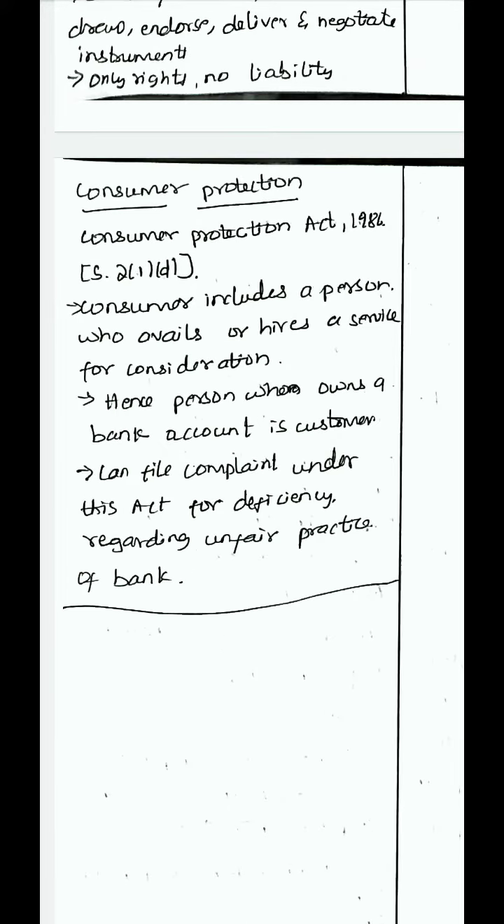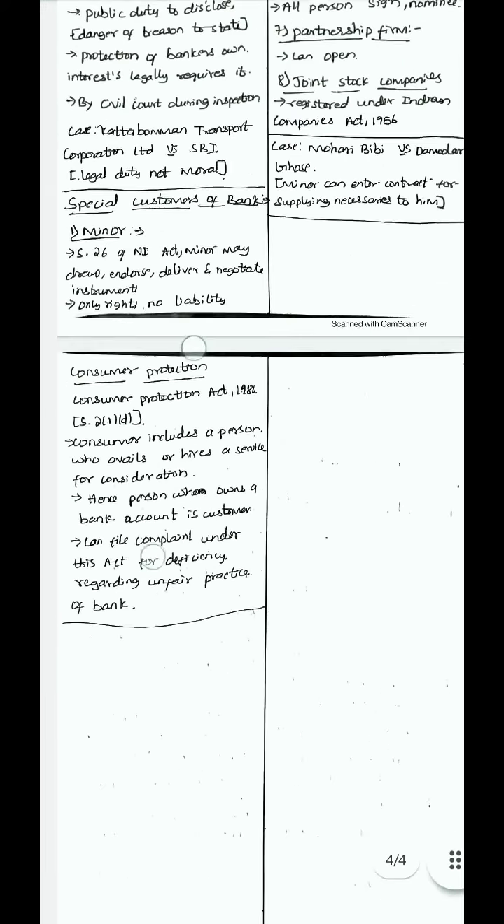The next is consumer protection. It is governed by the Consumer Protection Act 1986, Section 2, Clause 1(d). A consumer includes a person who avails or hires a service for consideration. So any person is a customer if he avails a service for consideration. Hence a person is a customer of a bank if he owns an account in that bank. Since he is a customer of a bank, he can file a complaint under this Act for deficiency or unfair practice of the bank. So this concludes the third unit.